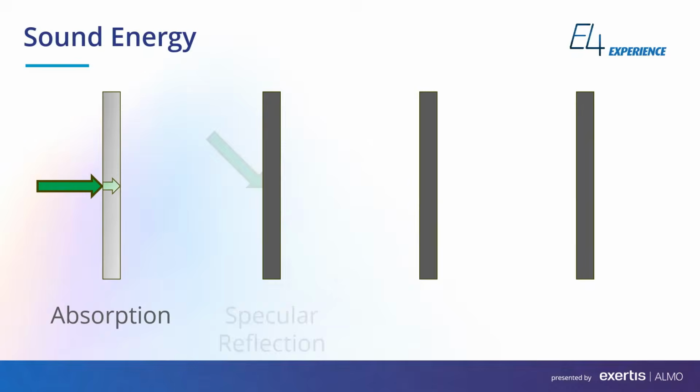You've got reflection. This is where the sound energy reflects off of a surface, and the energy of the sound stays in the room. If the surface is flat relative to wavelength, this is going to be a direct, hard, also known as specular reflection. And like with light, the angle of incidence is going to equal the angle of reflection. In other words, the incoming angle is the same as the outgoing angle.